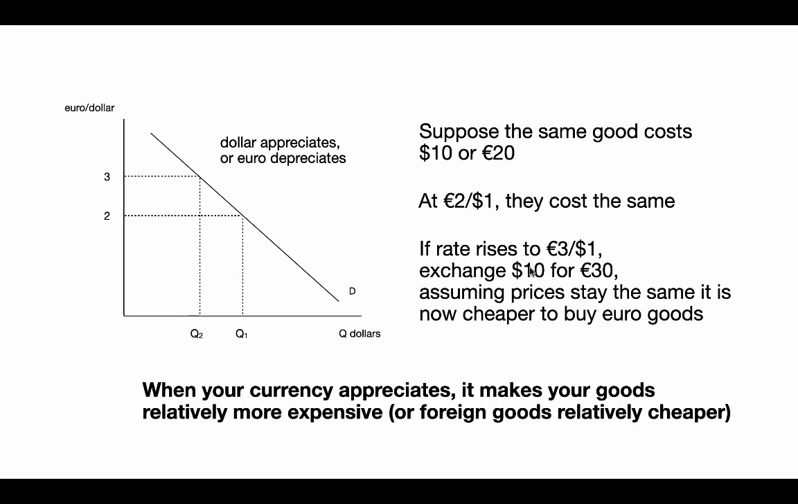In this case, that's the example we used here. Goods denominated in euros have become relatively cheaper for the US when the dollar appreciates. The dollar is stronger, you can buy more with your dollar. Your dollar is becoming more valuable.